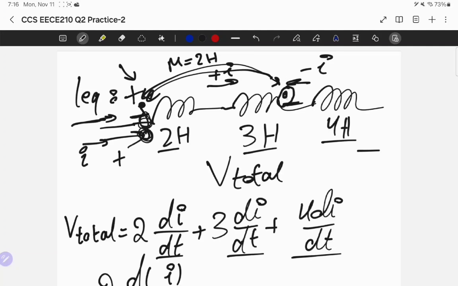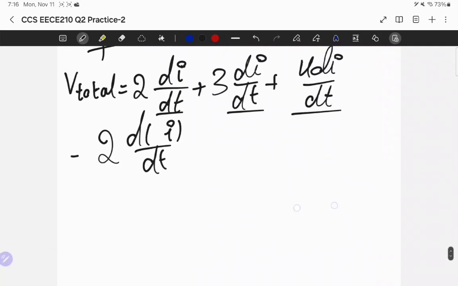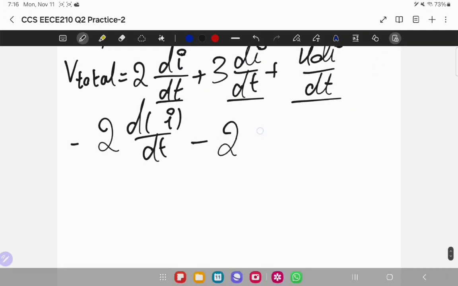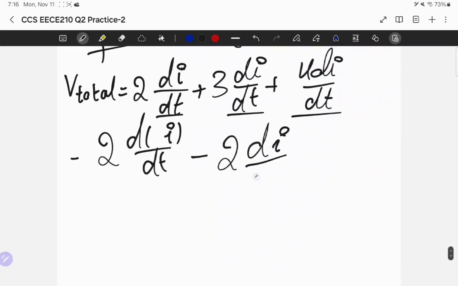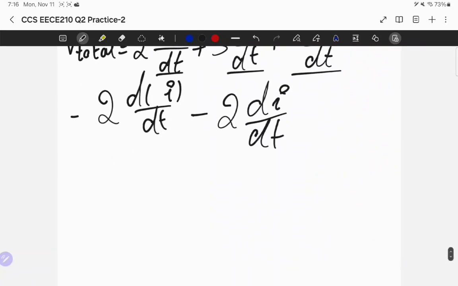Now, at the dot of the 3 Henry, I create a plus, so there's a minus on the opposite side. Now, I create a plus at the side of the dot, and there's a minus on the opposite side, but I take the voltage from plus to minus, V total. So the first thing I'm going to hit is the non-dotted side. The non-dotted side is minus, so minus 2 di by dt. The current flowing into the other inductor is positive, plus I, so di by dt.